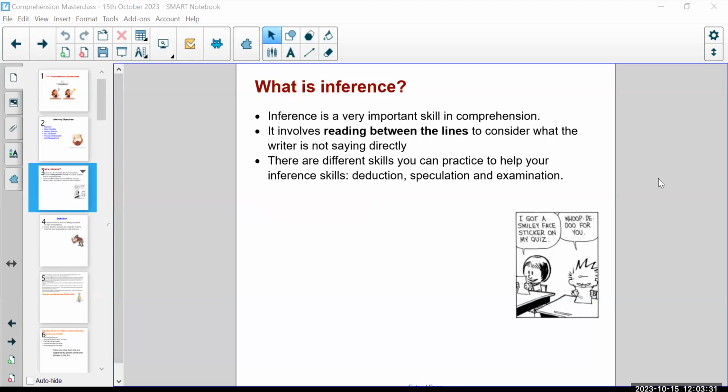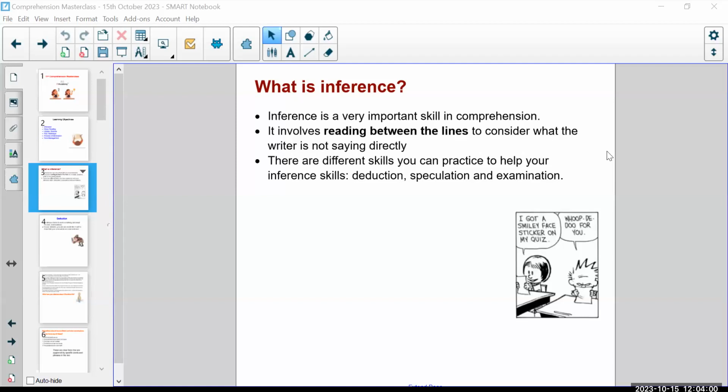And there are different ways you can practice this. We're going to think about three different skills you can practice to improve your inference skills. You can see in the little image that I have there for you, we've got a little cartoon, which I think illustrates how inference works. So just to start us off, look at that little image that I've put in the corner.